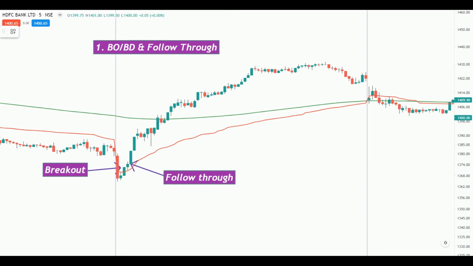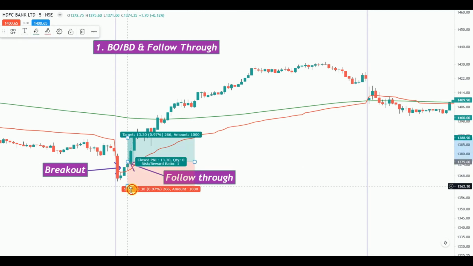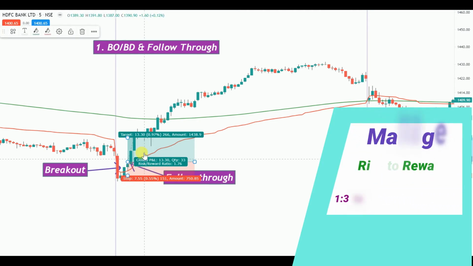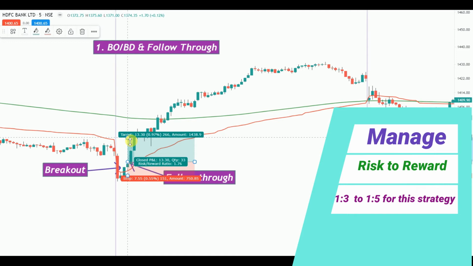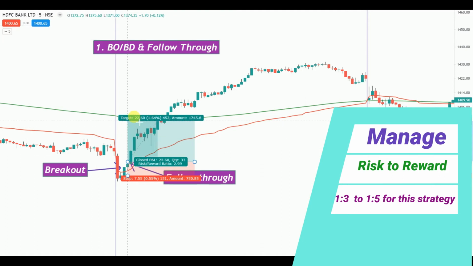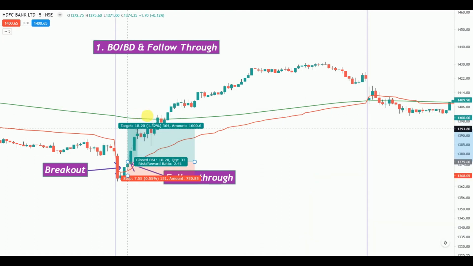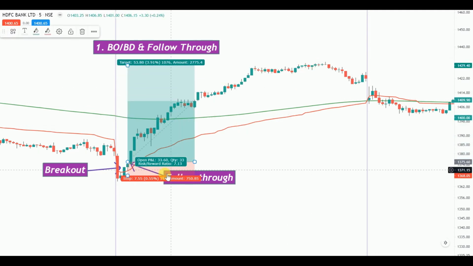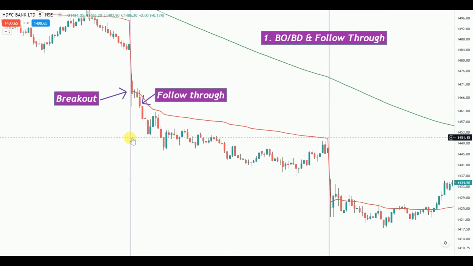So your entry will be at the high of this follow through candle and your stop loss will be the low of this breakout candle. And with this trading strategy, you will try to look for at least 1:3 or 1:5 intraday trades. So 1:3 we can get over here, and 1:5 or around 1:7 we would have got if we could have trailed the stop loss.